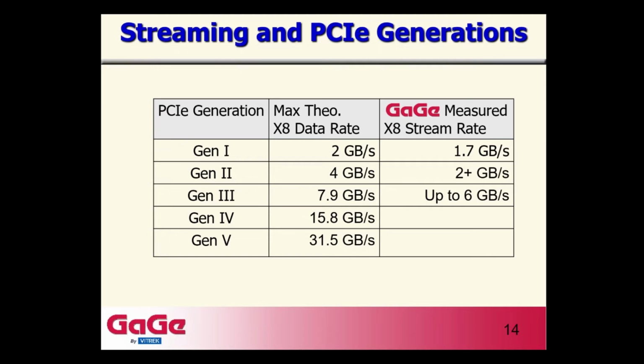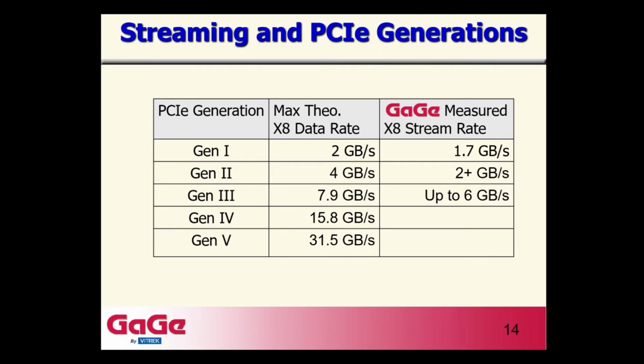But in our case, we're typically streaming huge amounts of data, terabytes of data. So we need more an average measured sustained rate, as I say, is 1.7 we found for Gen 1. For Gen 2, some of our older generation cards are on the Gen 2 bus, which goes at a theoretical maximum of 4 gigabytes per second. And we found we can attain somewhere between 2 and 3 gigabytes per second. Finally, our latest cards on the Gen 3 bus with a theoretical rate of 8 gigabytes per second, we found we can sustain rates of up to 6 gigabytes per second.